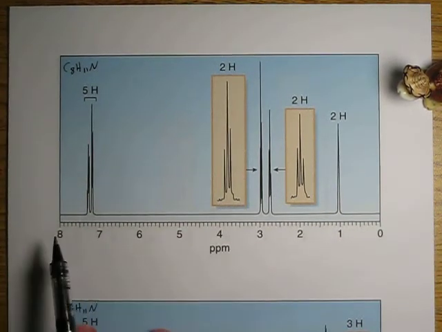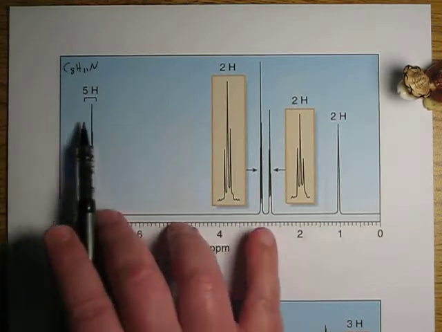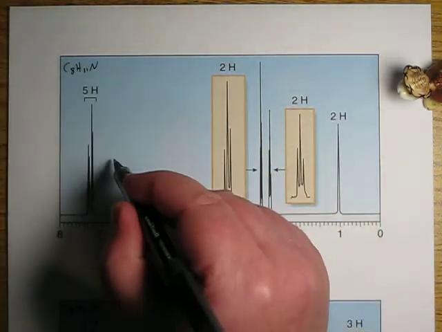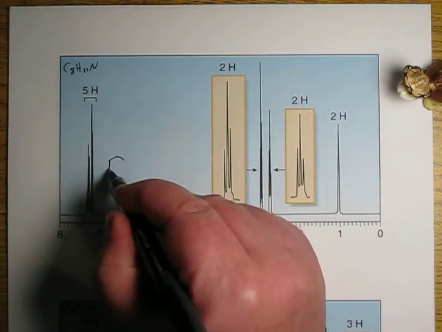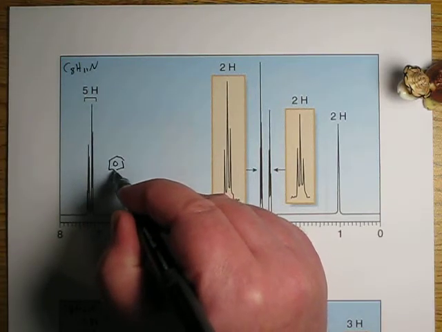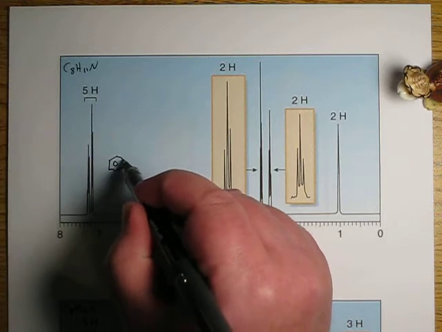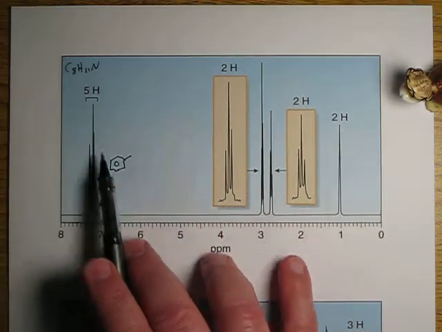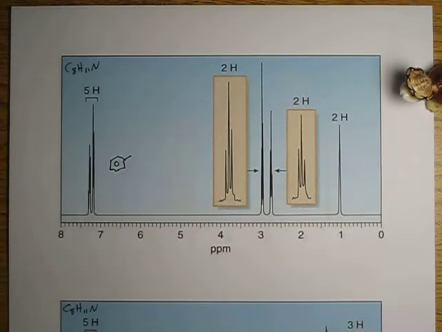Well, I like to work from left to right, and this is telling me something cool. 5H down at 7. What comes down there? That must be an aromatic ring. And it's got 5 hydrogens on it, therefore there is one substituent on that ring. So I have a mono-substituted aromatic ring. I'm not worried about the splitting because this 5 tells me it's mono-substituted.